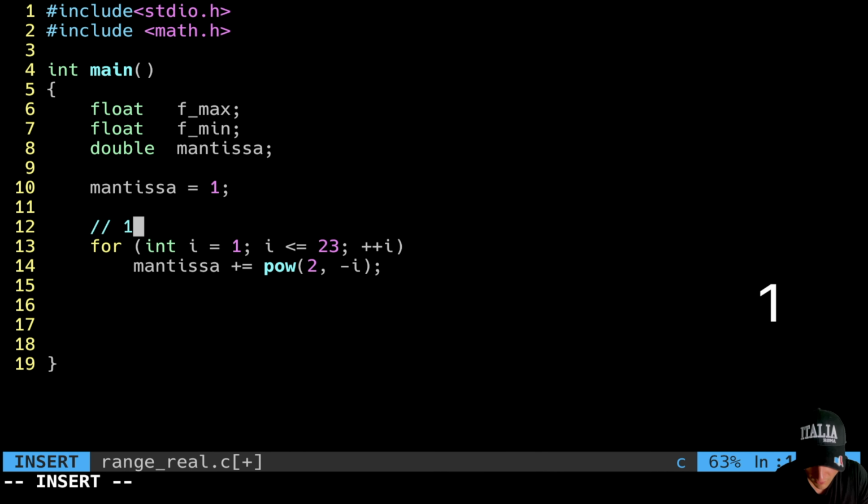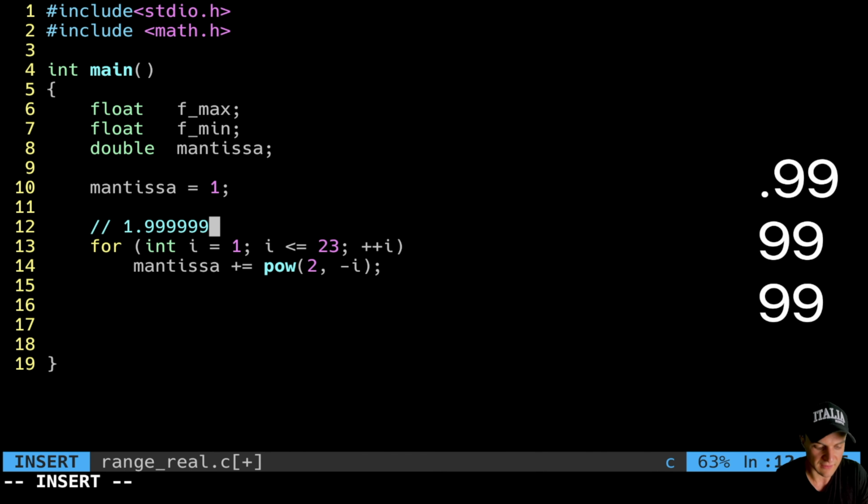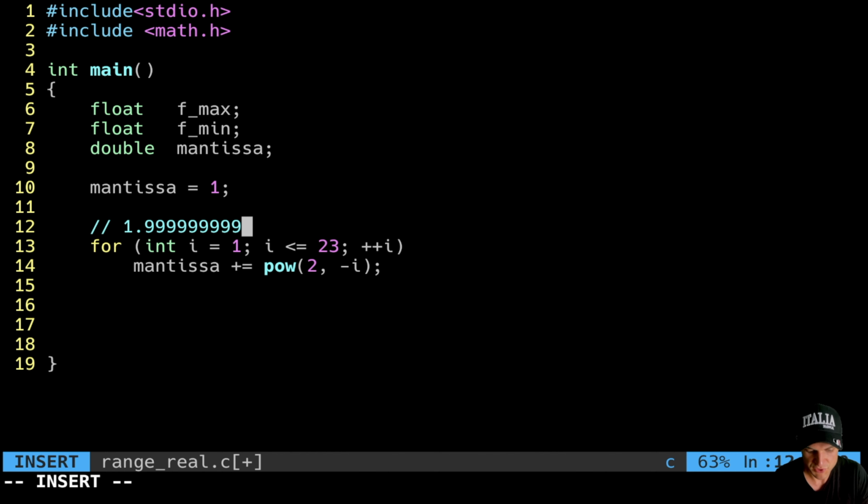It's going to be 1.9999999 something, okay? Never reaches the 2, because I'm going to add a half, a quarter, an eighth, and so forth, but it never reaches the 2. Okay, I have my mantissa ready. Then for the maximum exponent, what is the maximum exponent?